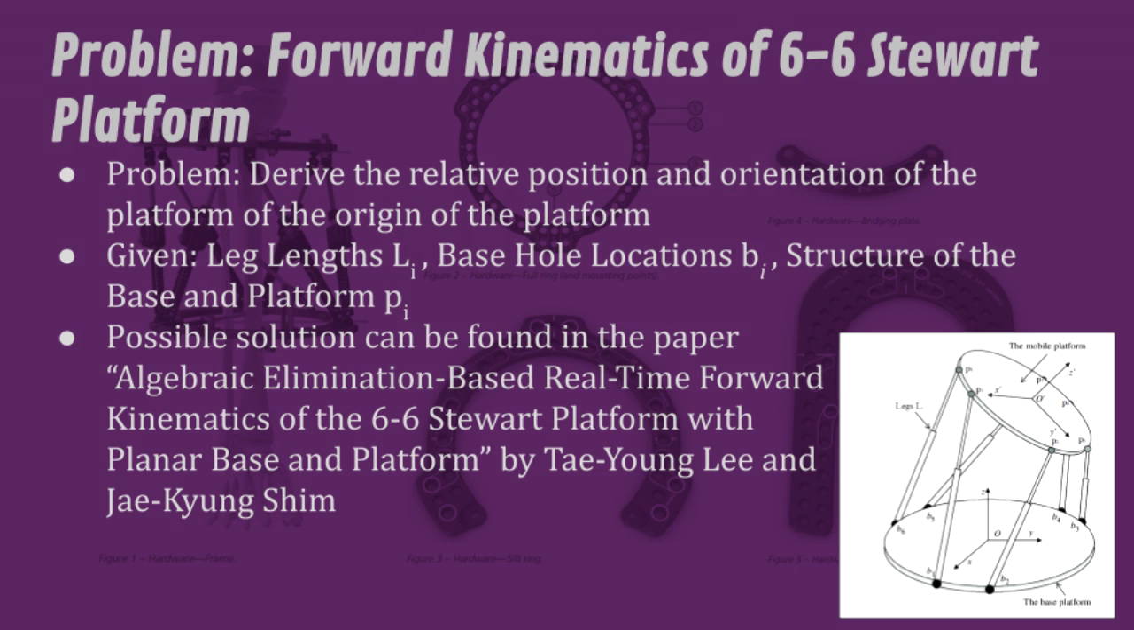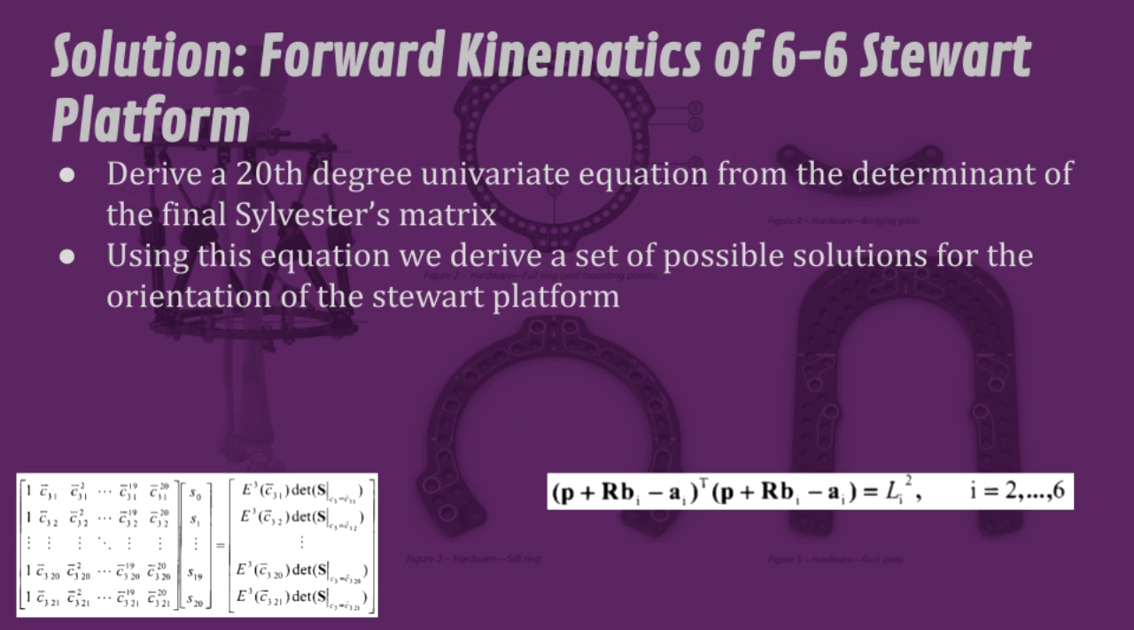The problem with this paper was that the linear algebra was relatively complex and extremely difficult to implement via code. The paper describes the process of deriving a 20th degree univariate equation from the determinant of the final Sylvester's matrix. As shown in the bottom right hand, that is the general equation for solving the leg lengths, but solving for the arbitrary constants was where the real difficulty was, as seen in the bottom left-hand corner. While the process of solving for the leg lengths was mathematically feasible, it proved to be computationally difficult.